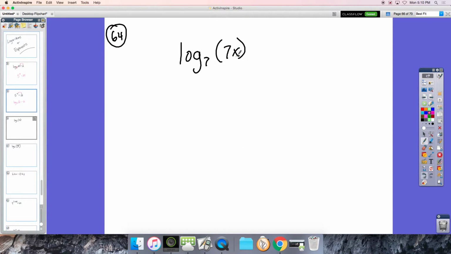For 64, you're multiplying two things. When you multiply, that means you're adding two separate logs with this same base. So you have log base 7 of 7 plus log base 7 of x. Each one of these becomes its own thing, and because you're multiplying, you add them together.